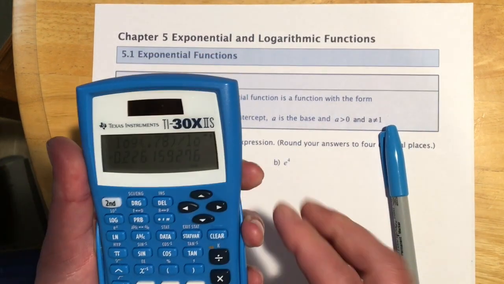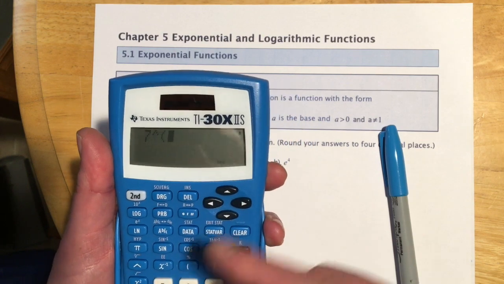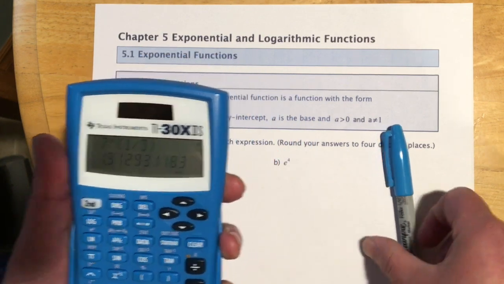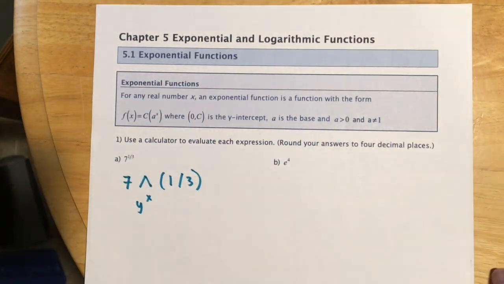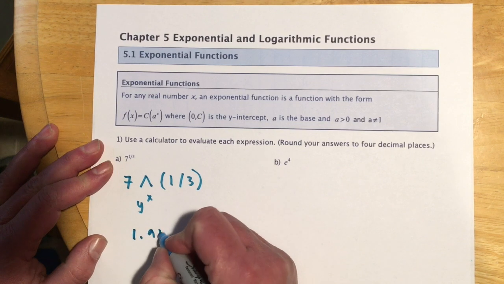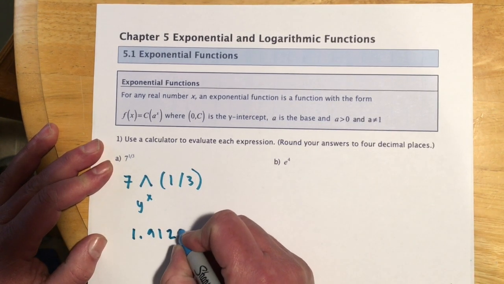So on the calculator, that will look like 7 raised to the, and then parenthesis 1 divided by 3, and enter. And then you're just going to get this decimal. So that would be the equivalent of 1.91, to 4 decimal places, so 1.9129.